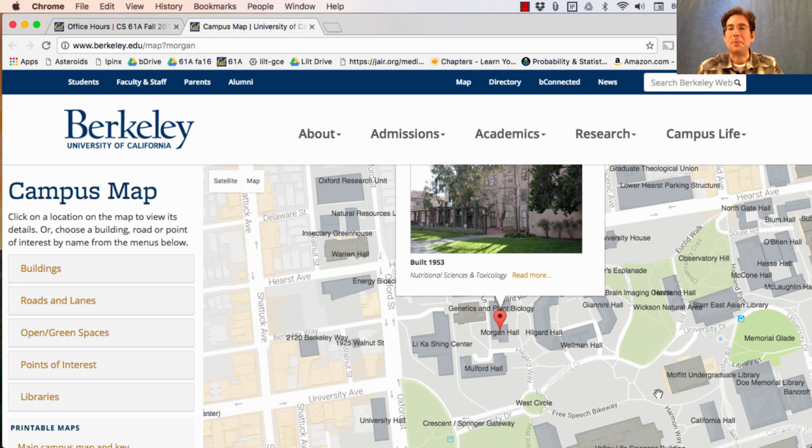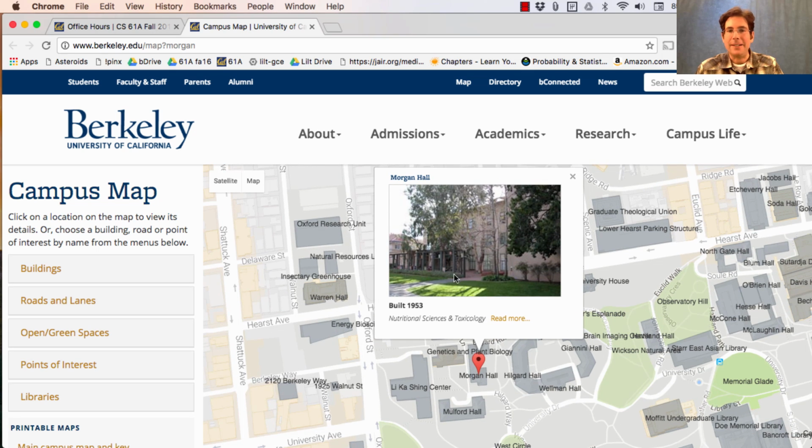Morgan Hall is in a really nice part of campus down here. It's got a pretty courtyard outside. You just enter that door and you'll find 109 right away in the Nutritional Sciences and Toxicology building. Not the Computer Science building, but frankly, there's not enough room in the Computer Science building for all the computer science that happens on this campus. So these folks in Morgan Hall were nice enough to lend us some space.